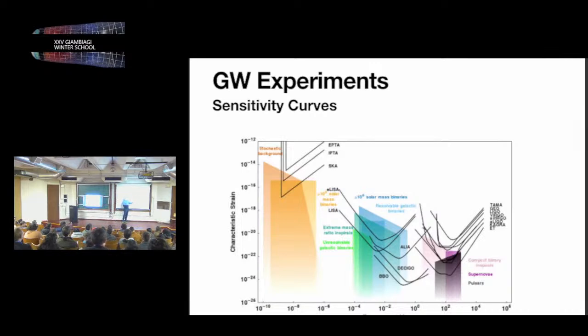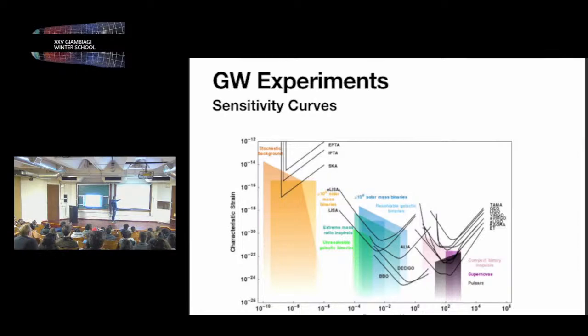And when we discuss the sources of noise, you will see why those ground-based experiments have a very hard time moving towards low frequency. This is LISA, future things. This is the pulsar timing arrays. These are some possible sources that we will describe a little bit more.